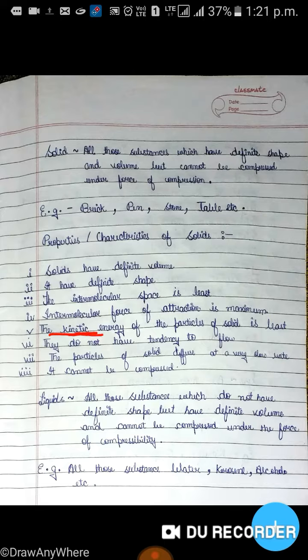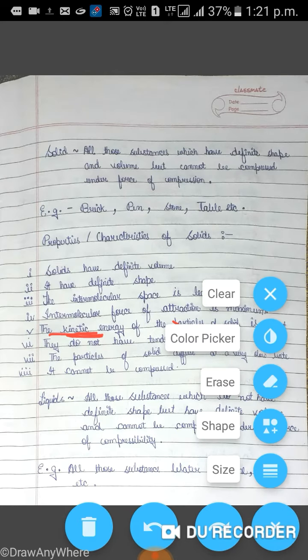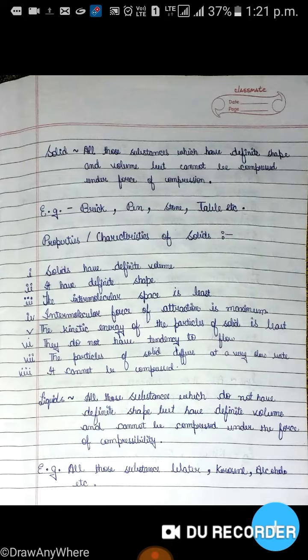What is kinetic energy? Kinetic energy is the energy possessed by a body by virtue of its motion. So when a body does a motion or moves, it possesses energy which is known as kinetic energy. The kinetic energy of the particles of solid is least, which means there is almost no movement in the particles of solid. They do not have a tendency to flow. Therefore, they are not known as fluid. They cannot flow because the particles of solid do not move.